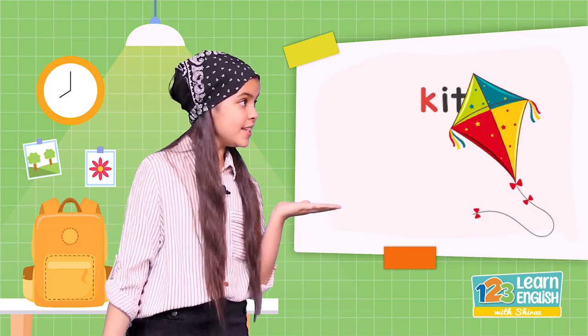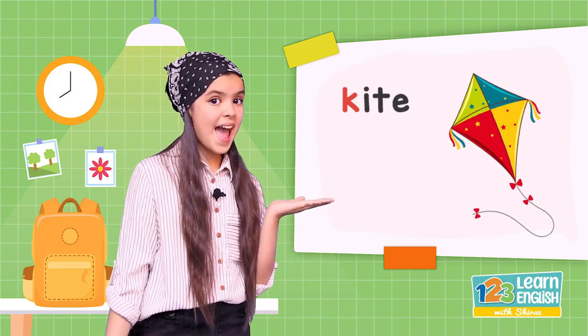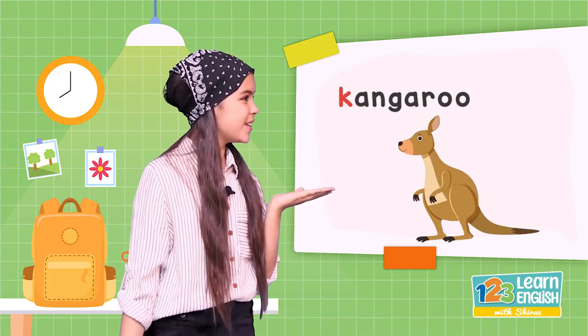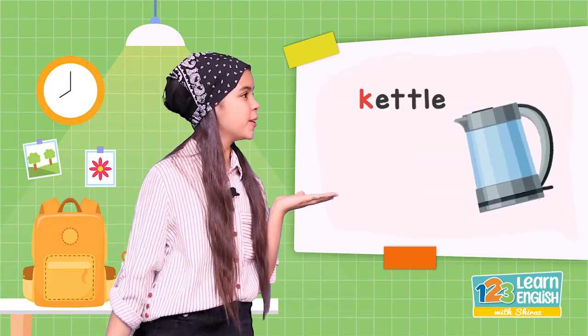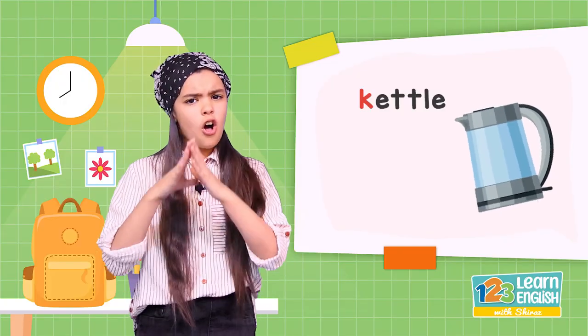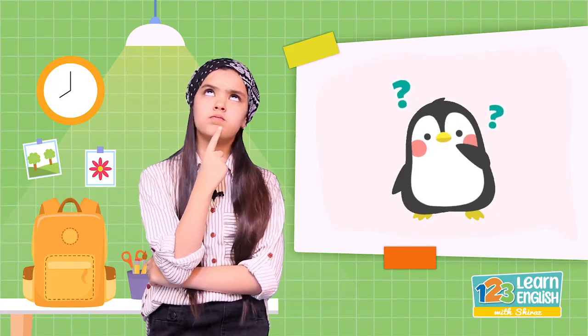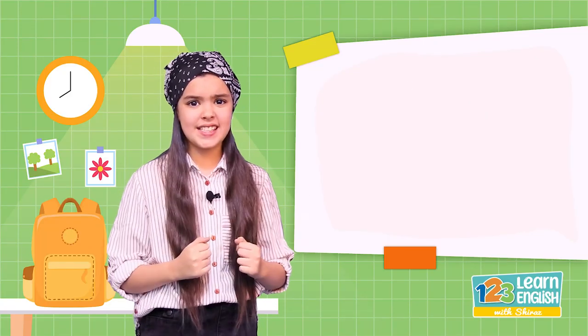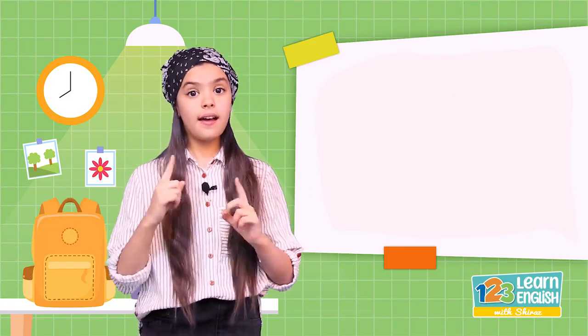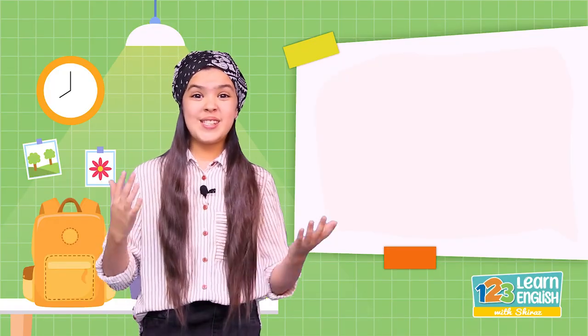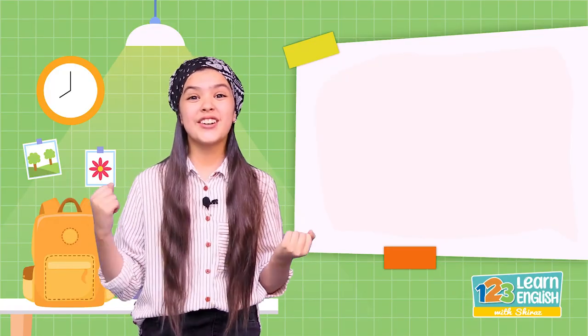Firstly, let's see these pictures. Kite, kangaroo, kettle. All of those words start with the same sound. Do you know what sound they start with? Yes! Great! It's K sound. Wow! So today, we are going to learn the letter K.